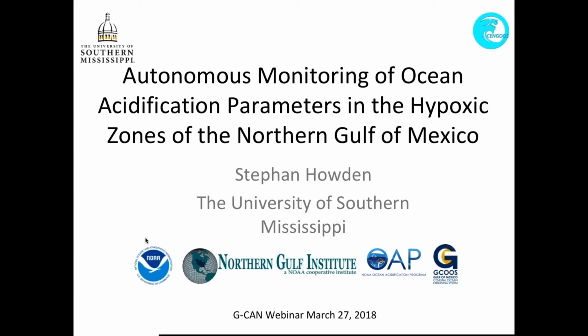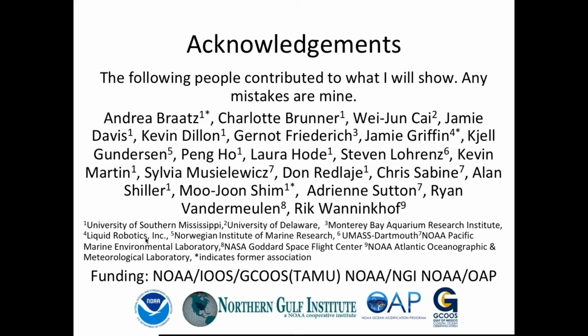Today I'm going to talk about some observations in the Northern Gulf of ocean acidification parameters, and that mostly involves the pH and CO2, because those are the two sets of instruments that we have for the autonomous monitoring. There are a lot of people who have contributed to various products that I'm going to show you, the various data products. And I'm not a biologist or marine chemist, so if I make any mistakes, those are my mistakes. Those are not mistakes of any of these people.